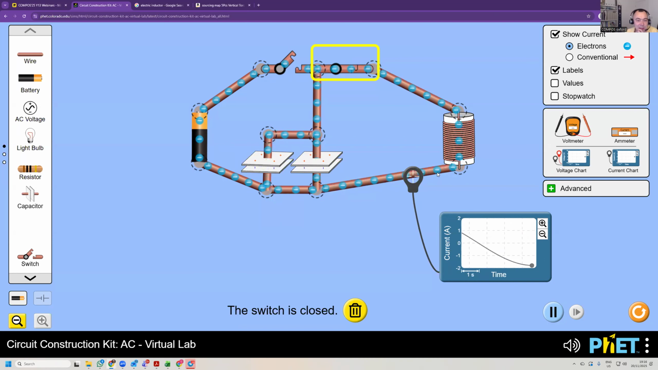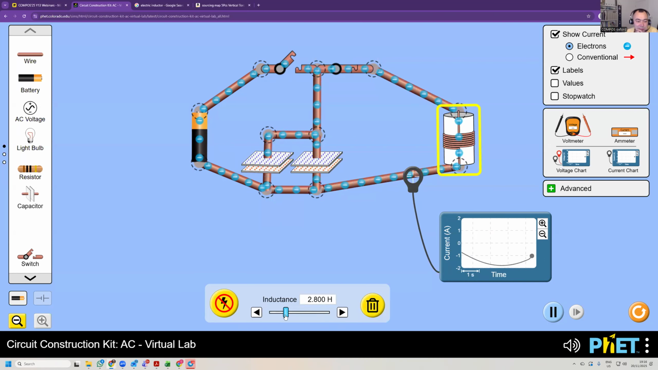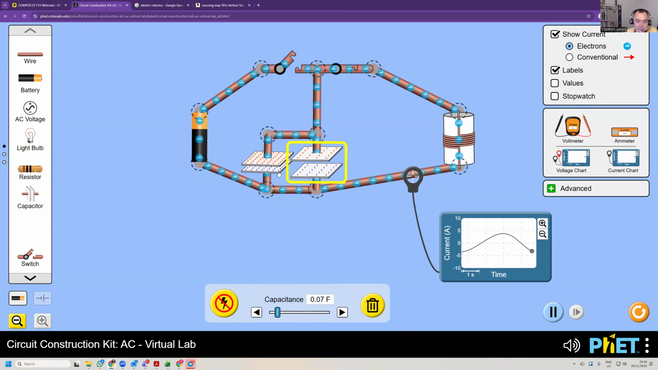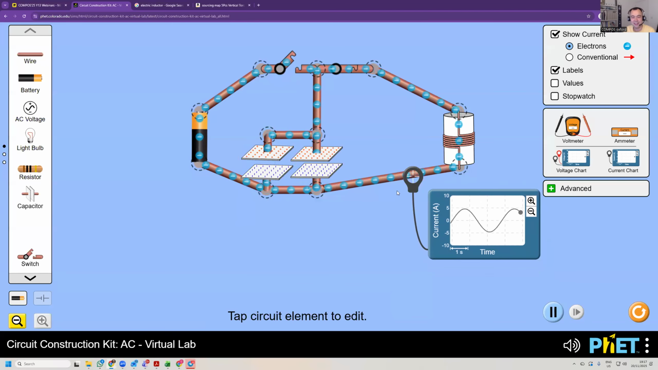We can change the inductance to something else. Maybe reduce the capacitance. Okay, that's better. We've just created an AC current.